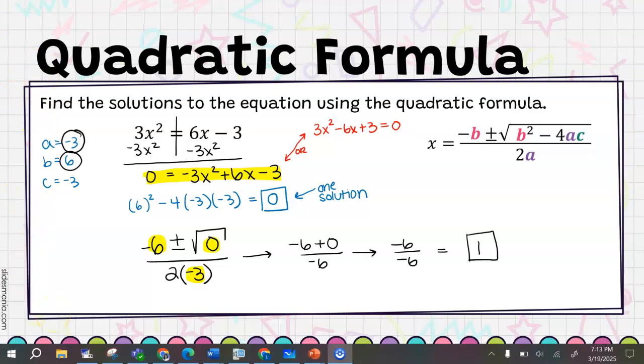We have the square root of 0. The square root of 0 is just 0. So we get negative 6 plus 0 or negative 6 minus 0, which doesn't matter because we already know we only get one solution, which ends up giving us negative 6 divided by negative 6, which is 1.